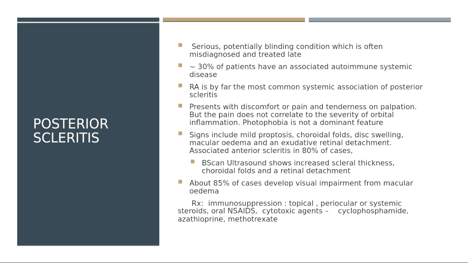About 85% of cases develop visual impairment from macular edema. So that's the main reason why they may have loss of vision. They develop macular edema from the inflammation of the posterior sclera. And treatment here again is immunosuppression. Topical steroids, periocular or systemic steroids. So we usually start off with steroids or NSAIDs, and if that fails, then we go to systemic immunosuppression, such as your cytotoxic agents, cyclophosphamide, azathioprine, methotrexate.